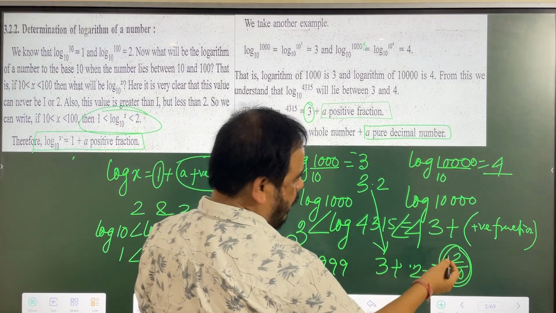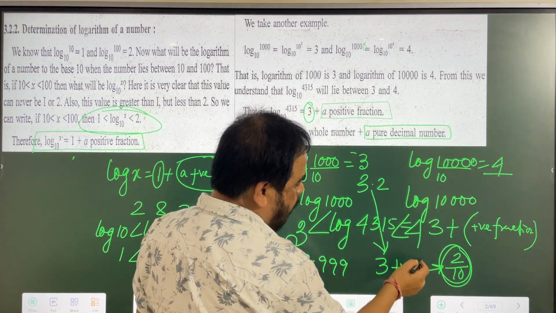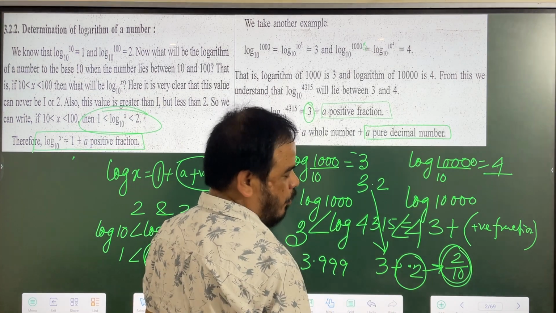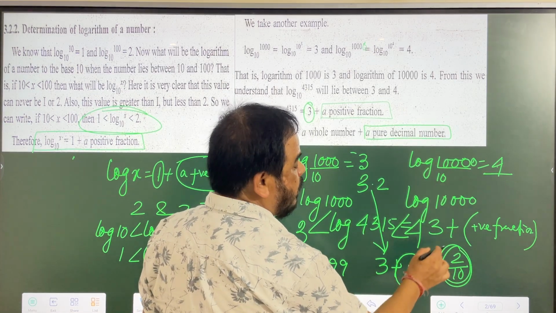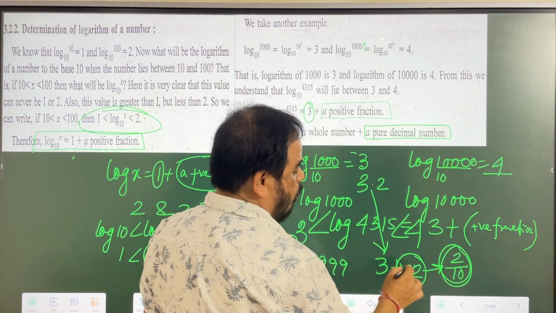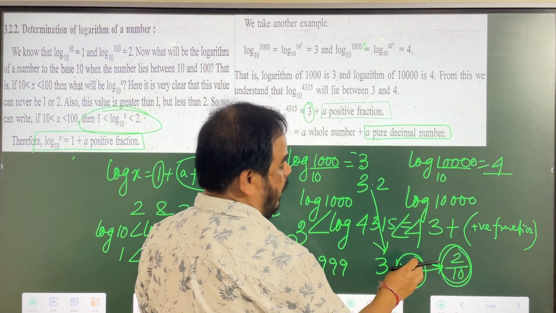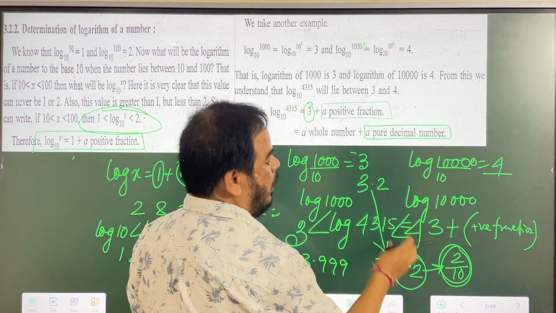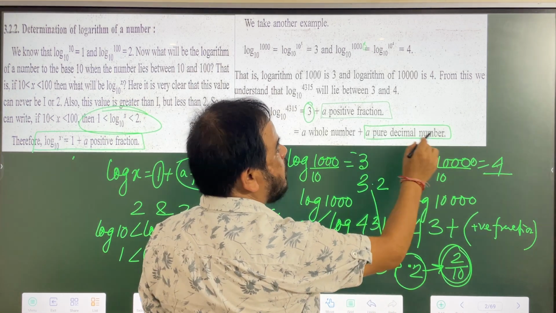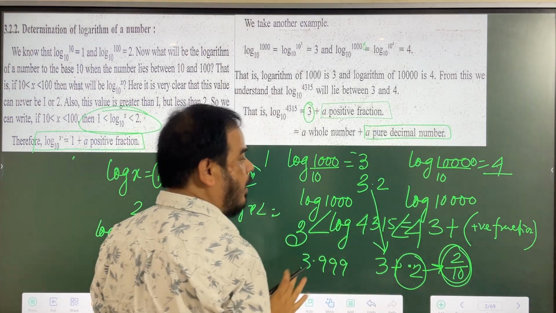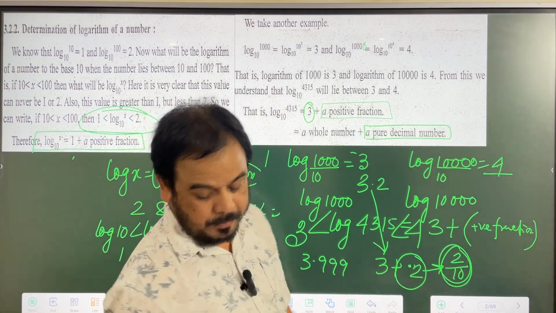As I have shown you here, 0.2 is a purely decimal number because it is positive, so it can be written as a positive fraction. 0.2 we can write as a fraction, so no need to worry about that word. You will get a pure decimal number, which means a positive decimal number.